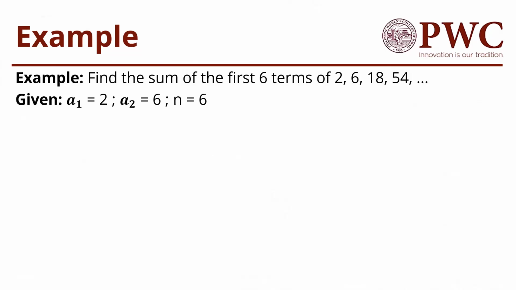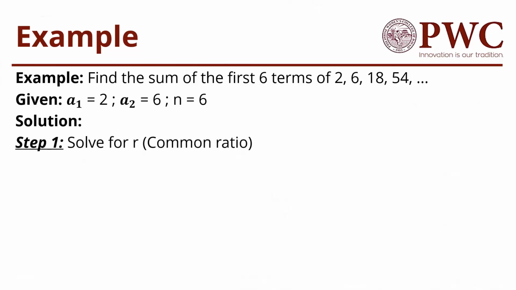Step 1. Let's go with the solution. Step 1 is to solve for r, or the common ratio. We know that r is equal to a sub 2 over a sub 1. A sub 2 is 6, our second term. A sub 1 is 2, our first term. 6 divided by 2 is 3. So our common ratio for 2, 6, 18, and 54 is 3. Now we're done with the common ratio.